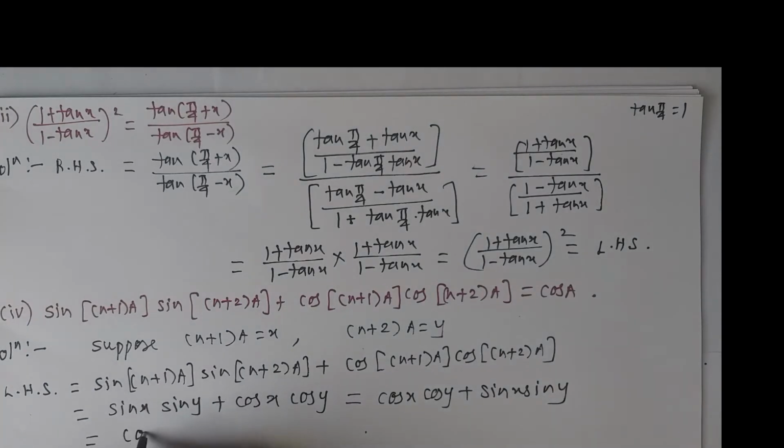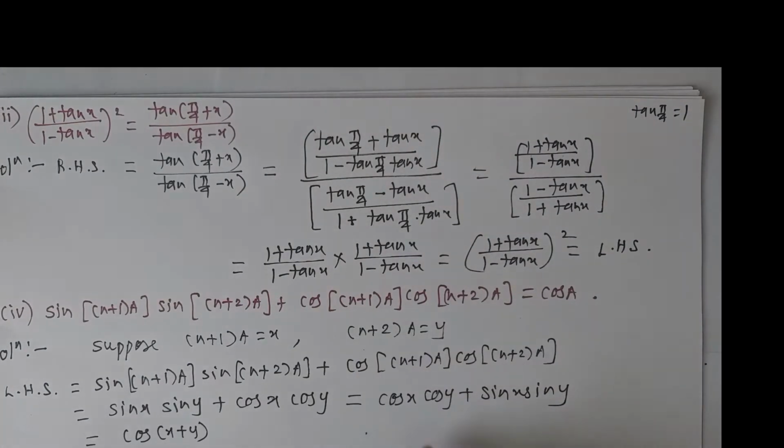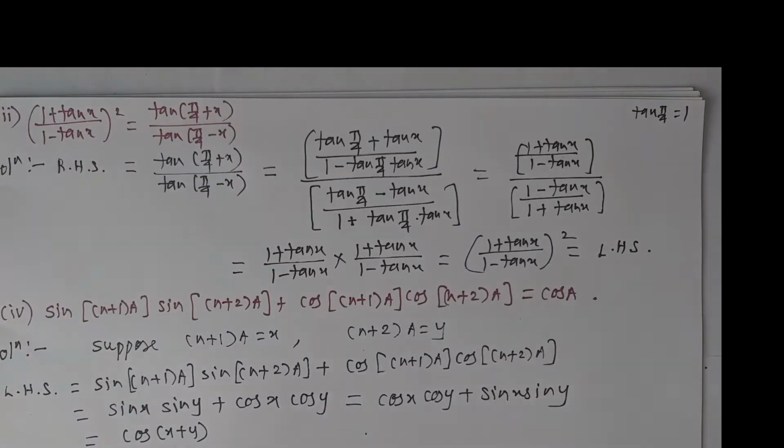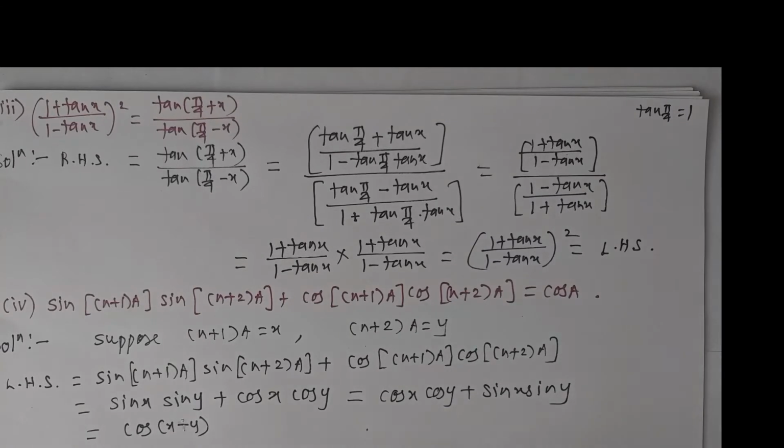And what is this? The formula of cos(a plus b) is cos a cos b minus sin a sin b. This is the formula for cos(a minus b), that is cos a cos b plus sin a sin b. So cos x cos y plus sin x sin y means cos(a minus b) with x and y in place of a and b. This is the expansion of cos(x minus y).